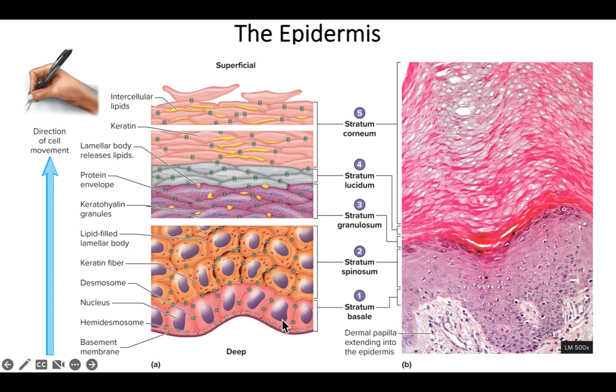So, deepest layer attached to the basement membrane. I remind you that this little layer here that separates the epidermis from the dermis is known as the basement membrane. I think of it as kind of a layer of glue. It's what attaches that epidermis to the dermis. So this first layer attached to the basement membrane is known as the stratum basale.